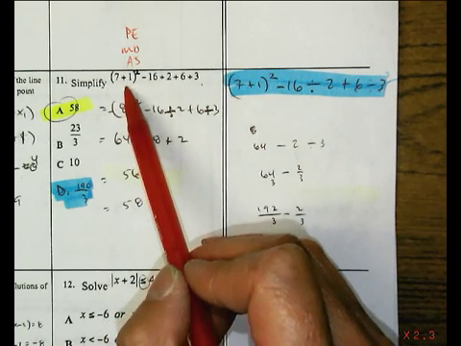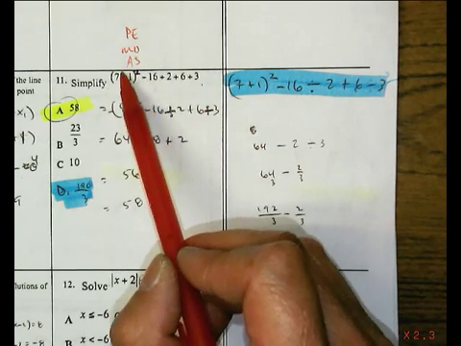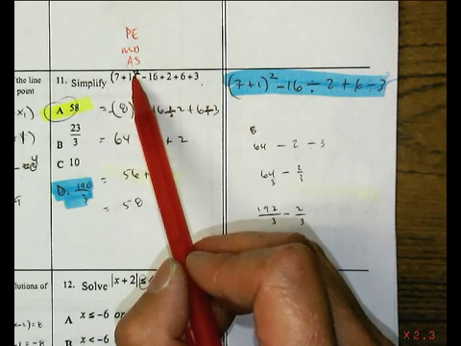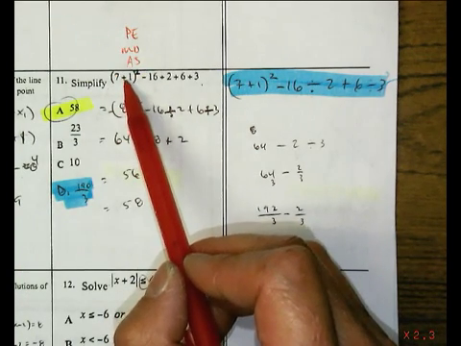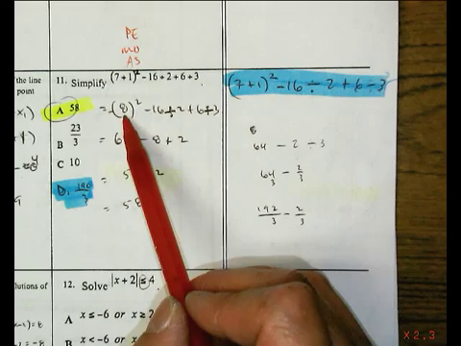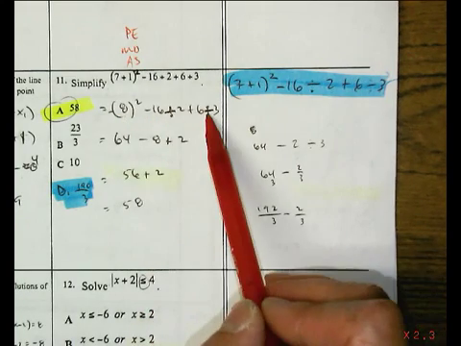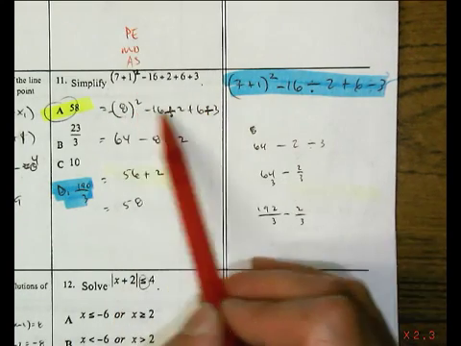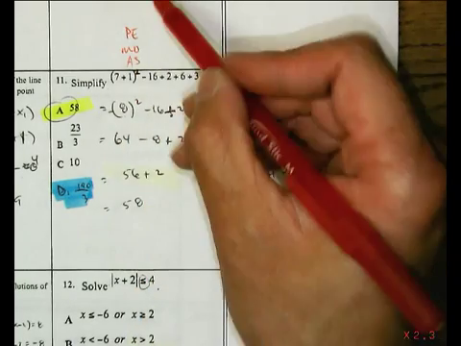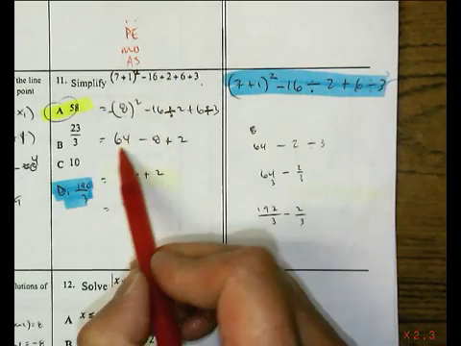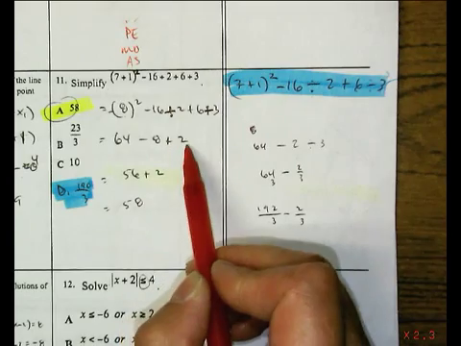A common mistake is to think you can distribute that exponent. Again, you can't do that until it's multiplication, but you have addition here, so you can't do that. So I have 8 squared. That's the only thing I've done so far. So going from left to right, I'm going to do now exponents. So I have 64 minus 8 plus 2.